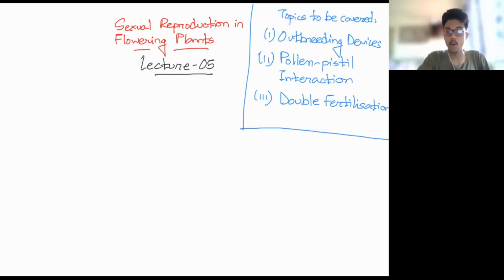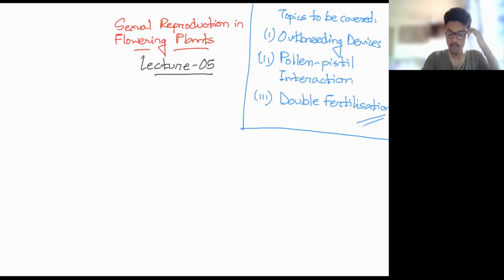Today we are talking about the topics that we are targeting to complete. It includes outbreeding devices, next pollen pistil interaction, followed by double fertilization. I hope that by lecture 5, I am able to complete these topics so that in lecture 6, we can move on to post-fertilization events, where we are going to study endosperm, embryo, fruit, seed. Starting with outbreeding devices.